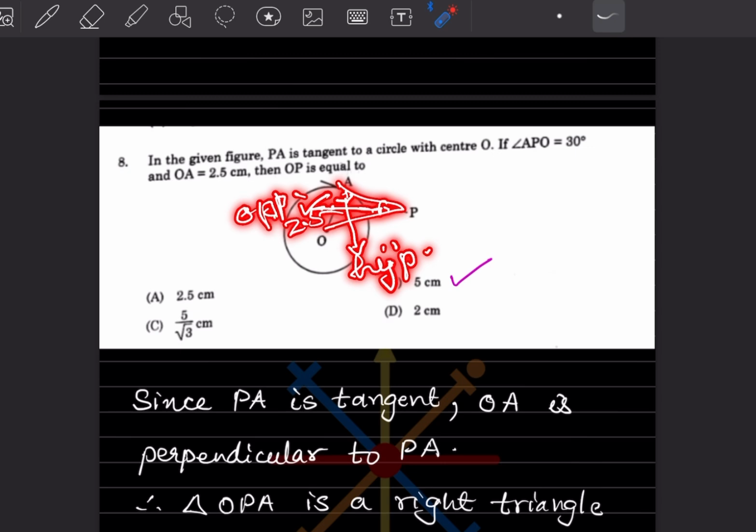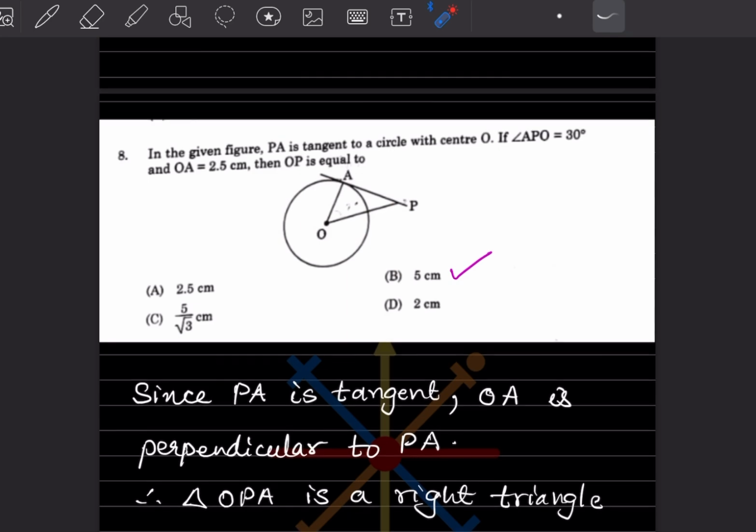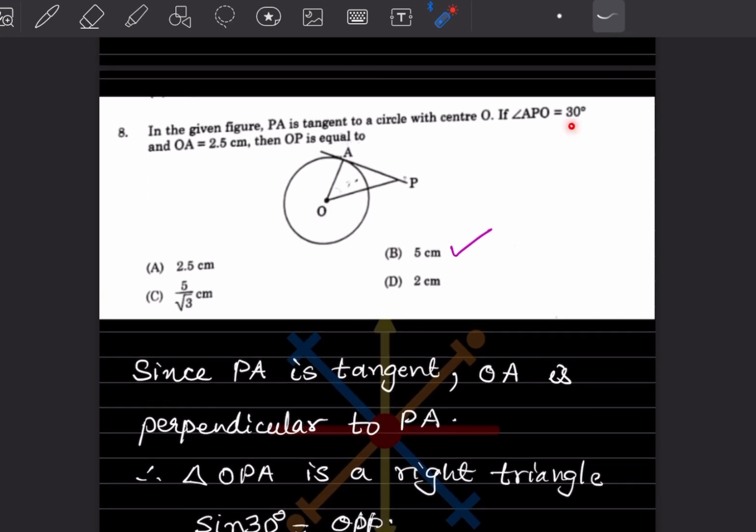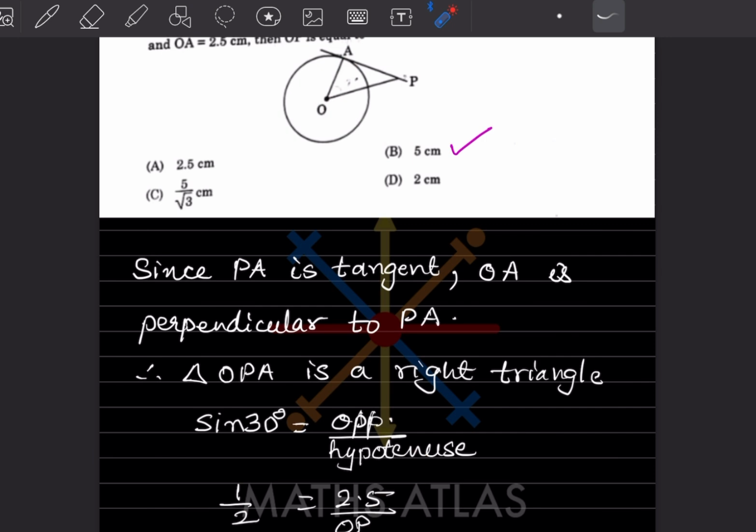So now let us see sine of 30 degree, because see here we know the opposite side. Angle APO is 30 and OA is given as 2.5. So now we can do this one, sine 30 is opposite by hypotenuse. We know that sine 30 is 1 by 2, and opposite means OA, that is 2.5 is given, and hypotenuse, because this is 90, this is the hypotenuse as I said earlier. So this is going to be OP.